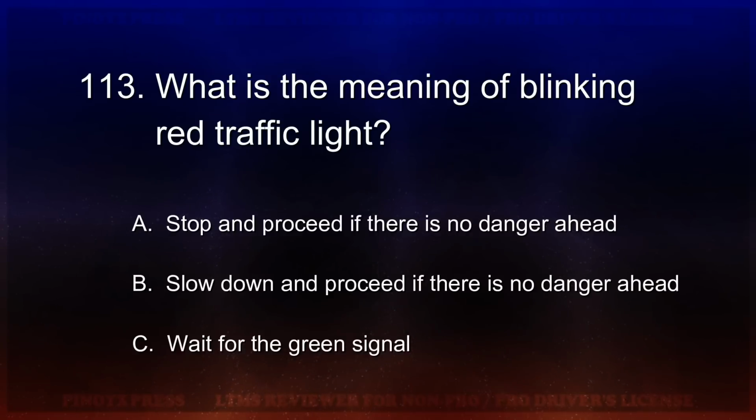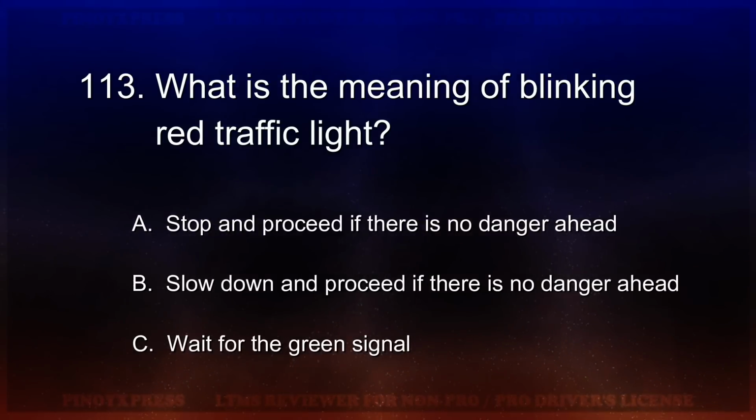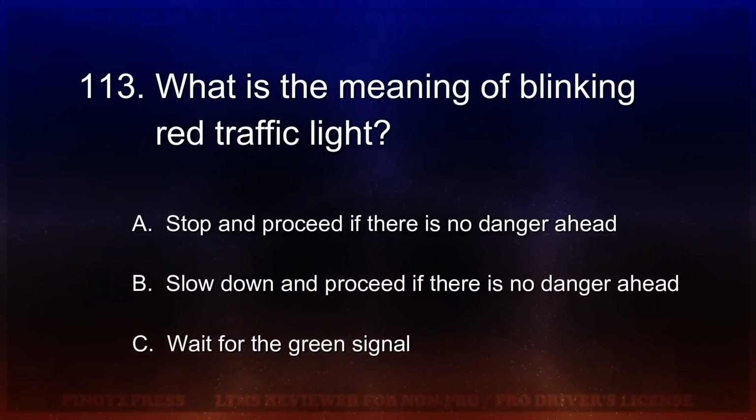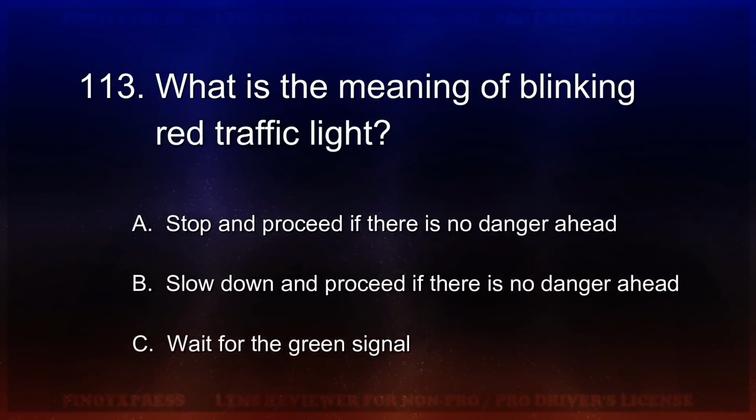What is the meaning of a blinking red traffic light? A. Stop and proceed if there is no danger ahead. B. Slow down and proceed if there is no danger ahead. C. Wait for the green signal. The correct answer is letter A.